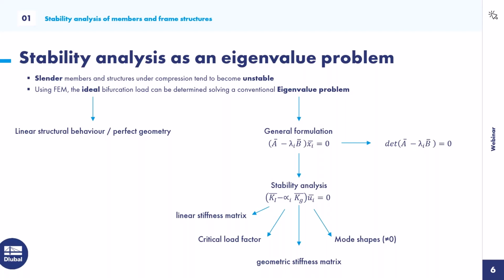In our specific case, in the stability analysis, our two symmetric matrices are represented by the linear stiffness matrix and the geometric stiffness matrix. The geometric stiffness matrix is dependent on the loading conditions. That's also why, before we can solve a stability analysis, we need to perform a structural analysis to determine the internal forces in the system and the entries in the geometric stiffness matrix. The eigenvalues are named critical load factors or bifurcation load factors in the context of the stability analysis, and our eigenvectors are the mode shapes, which are scaled deformations of our model.